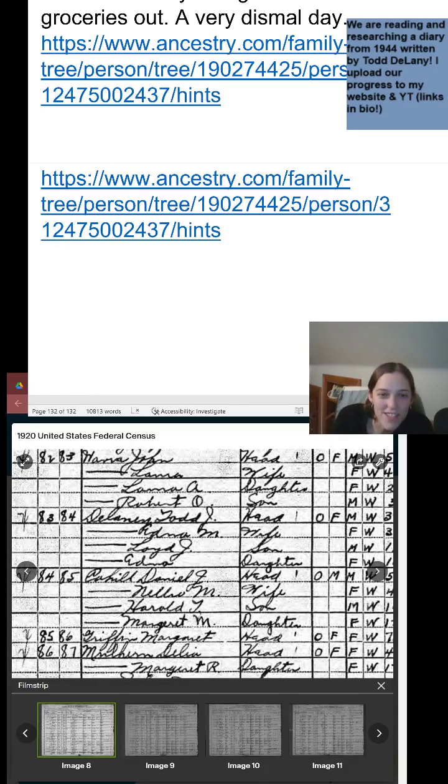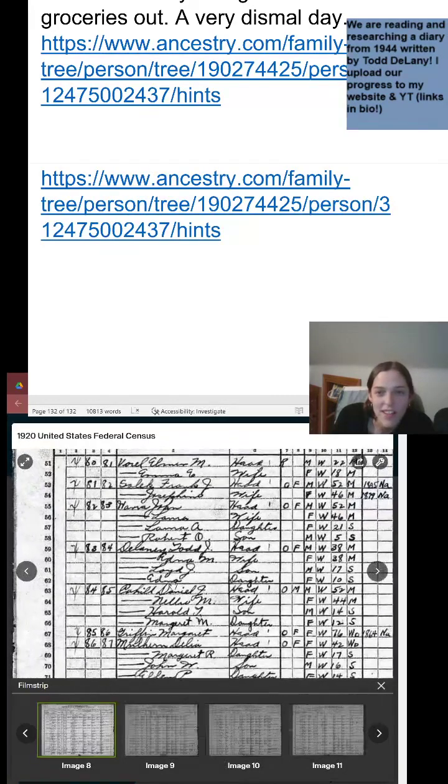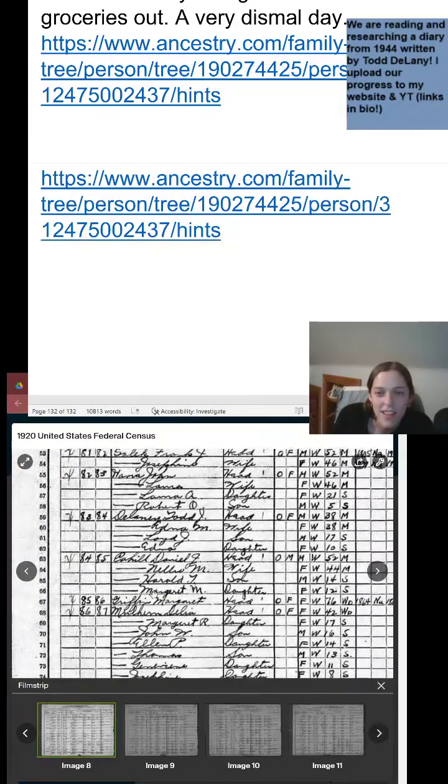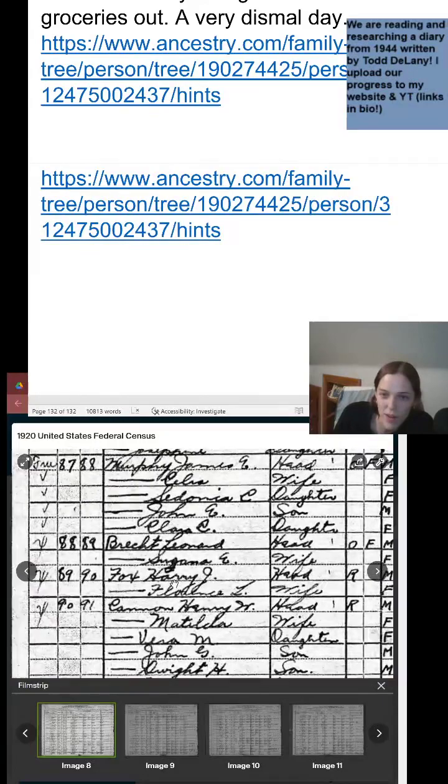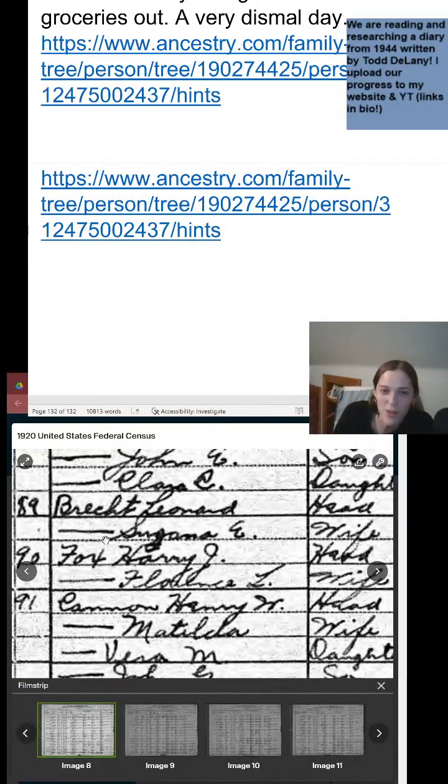Florence Fox was on that page. Oh, really? That's interesting. That's cool. On this page? It's funny, because when you're looking for a specific person on the census, a lot of times I won't bother to read who's above and below, but it's cool when you get to start recognizing. Okay, so here's Florence Fox.